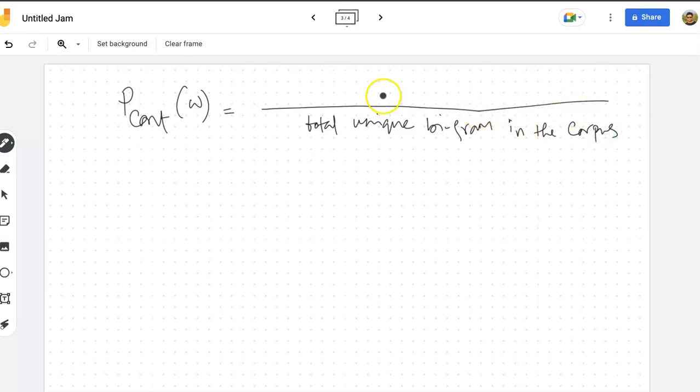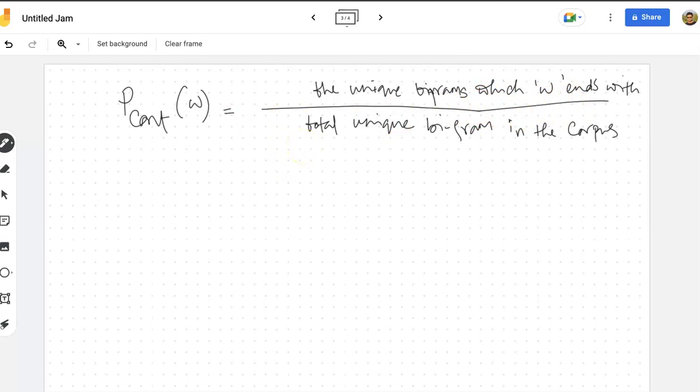and in the upper part, the unique bigrams which W ends with. So basically this is the ratio of two things: the total number of unique bigrams in the corpus, and the bigrams which have W as a constituent, where W completes the bigram. Okay, so this is the thing.